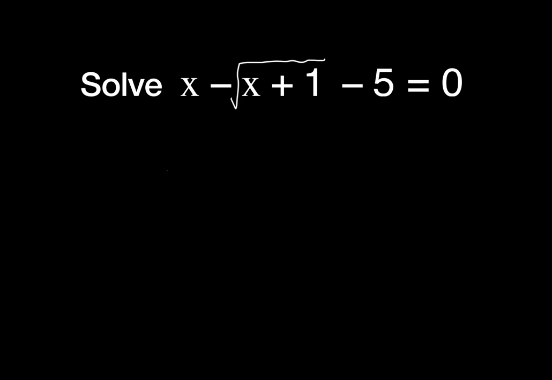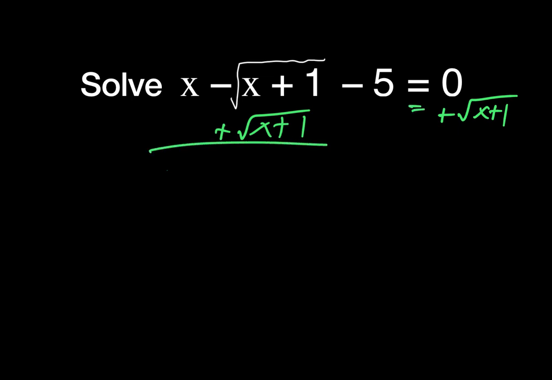Instead, try to get the square root all by itself on one side. So to do that, I'm going to add the square root of x plus 1 over here, and on this side, I'm going to add the square root of x plus 1. Because they're equal, whatever you do on one side, you do the other side of an equation. I'm left with x minus 5 equals square root of x plus 1.